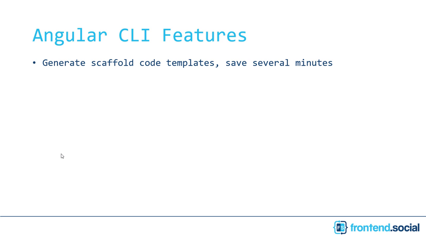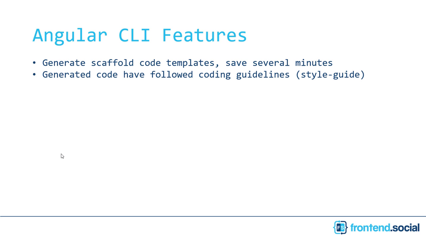CLI helps you to generate scaffold code templates just by firing a command. And of course that saves several minutes of development. And the generated code follows the coding guidelines that have been provided by the Angular team, called the Angular style guide. Also you can create a production ready application just by firing some commands. We will see those commands in the next chapter.